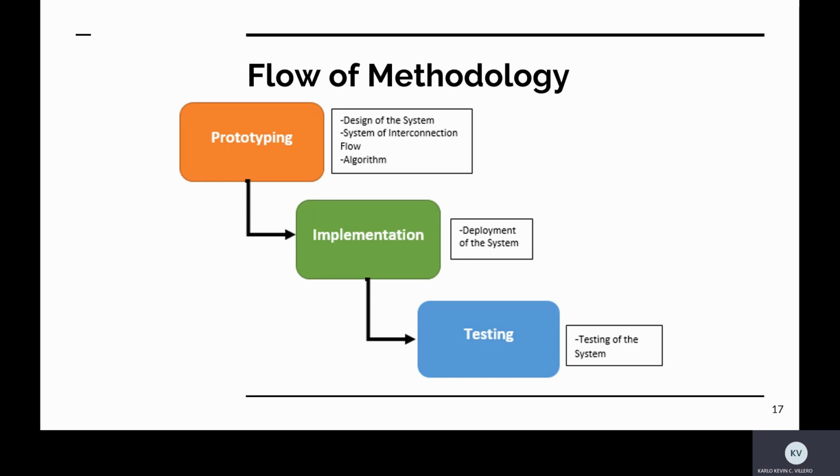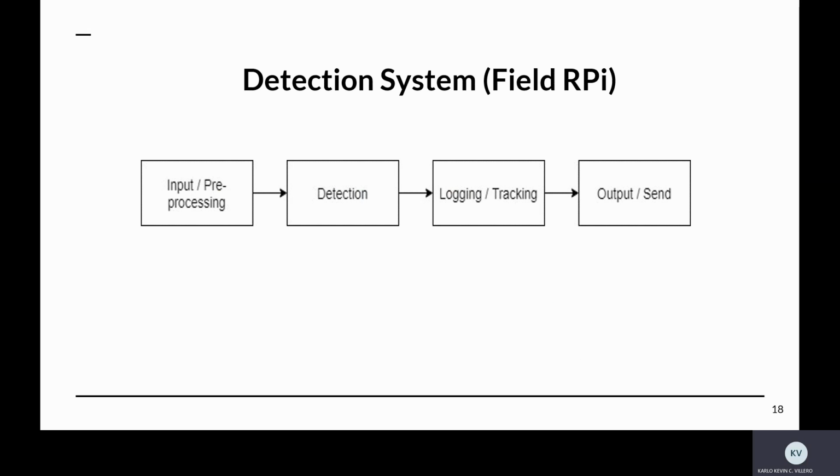For the flow of methodology, we have prototyping. Then after we had the prototype, we deployed the system in order to test its accuracy. The accuracy of the system will also be discussed further later on. For now, let us focus on how the system or the prototype works. The prototype is mainly composed of a CCTV IP camera as its major component, the field RPI, and the RPI server.